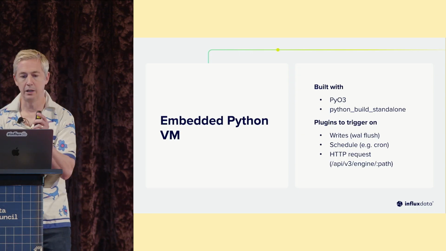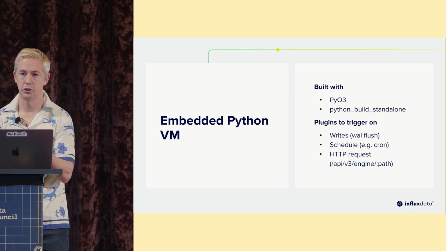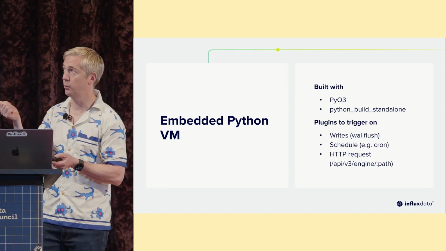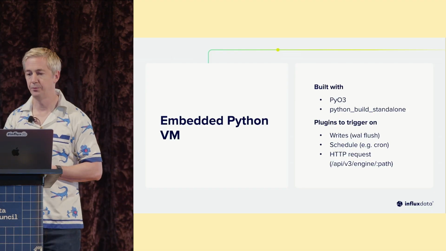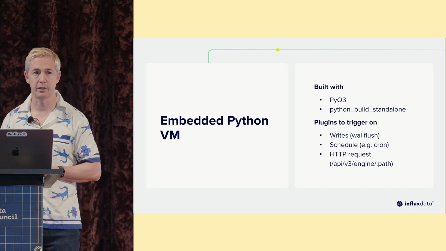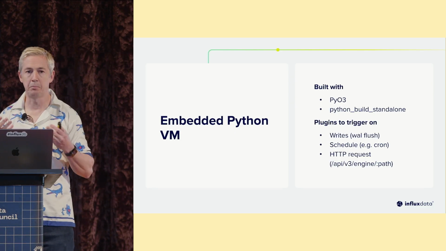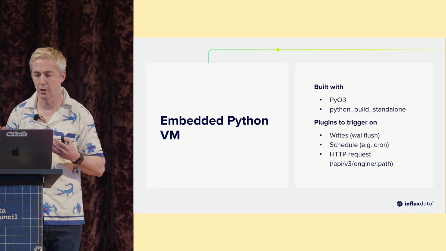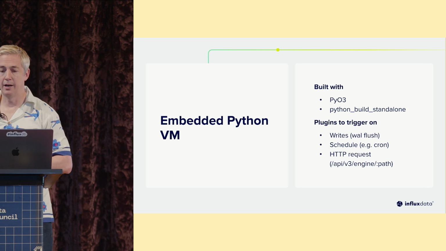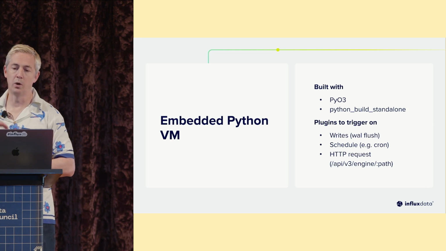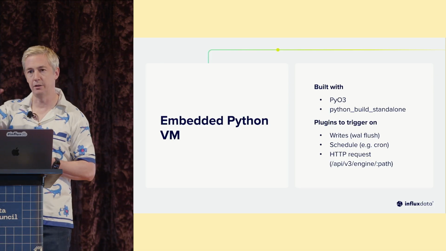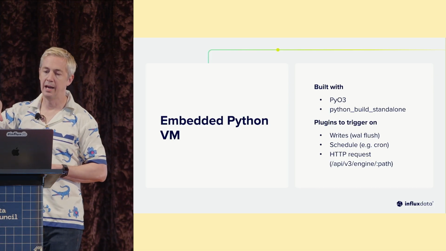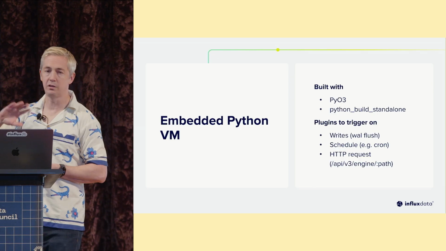The other thing we added was an embedded Python virtual machine. It's built with projects called PyO3 and Python build standalone. These are Rust-based projects that make it so you can embed a Python VM into a Rust thing. What we built is an API within the Python. There's a Python library that this plugin system loads up, and we created three things to trigger on.